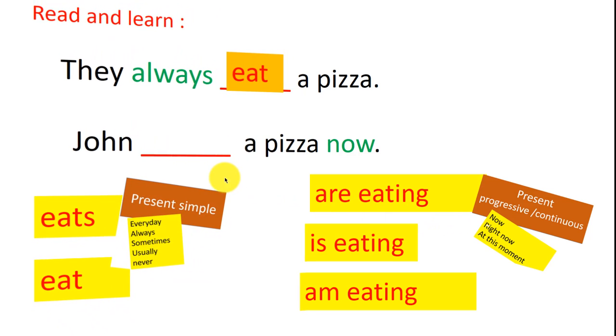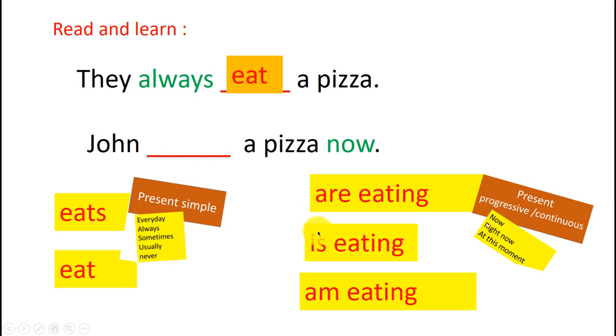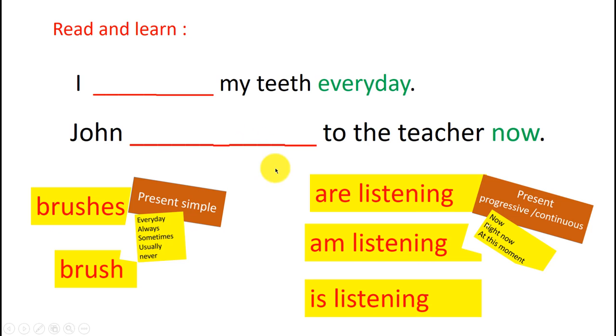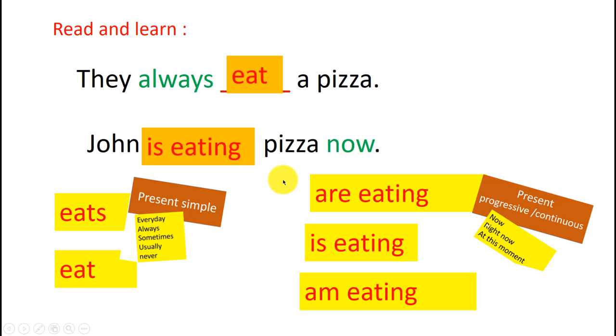Good. So, do we say John are eating, or John is eating, or John am eating? Of course, yes. I am hearing you telling the correct answer. Yes, we count to 5. Yes, it's is eating. John is eating a pizza now. Very good. I hope that you have understood.